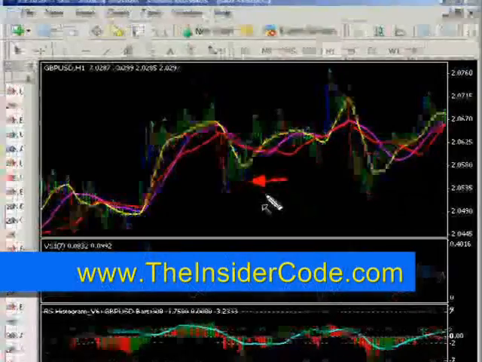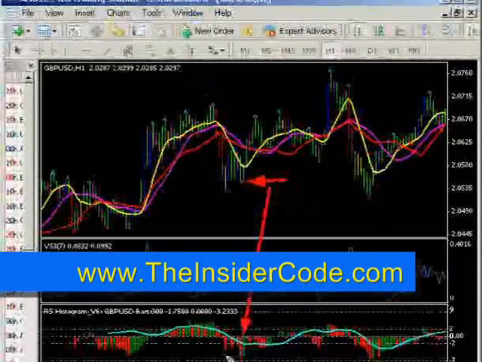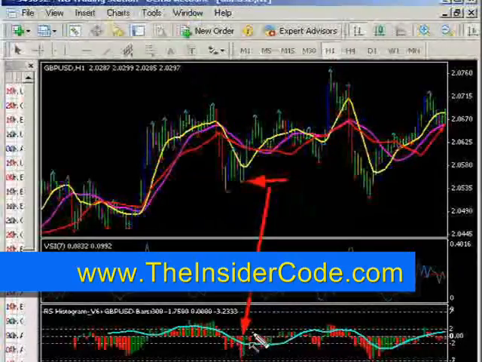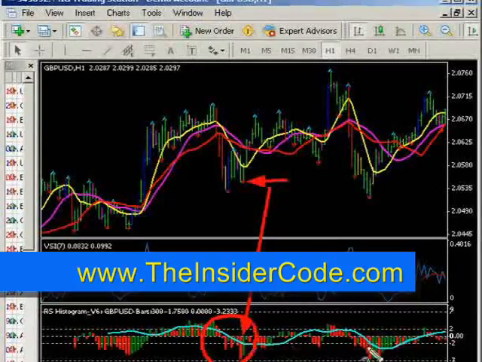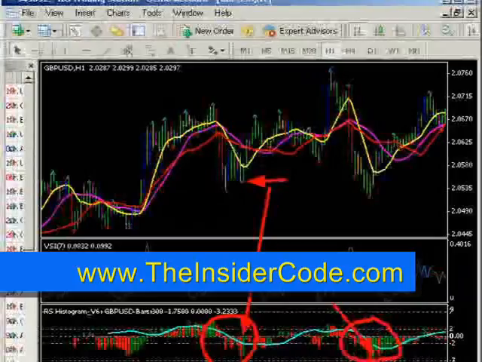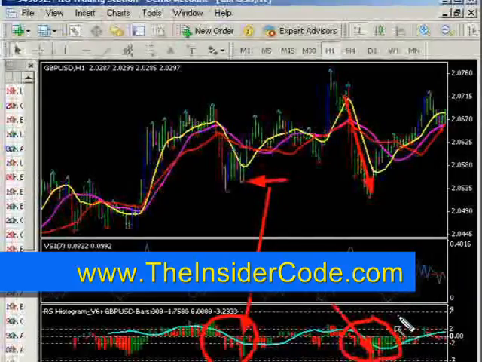That's okay. We can confirm it over here. Look at this. There's really no indication of solid weakness. Look at the difference between this histogram and this histogram. You see how smooth that is? Where the market is obviously getting weaker, the market is moving down.